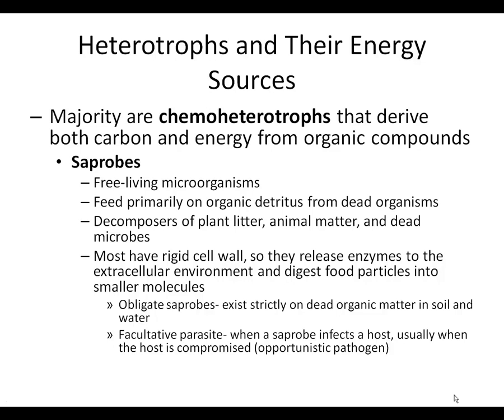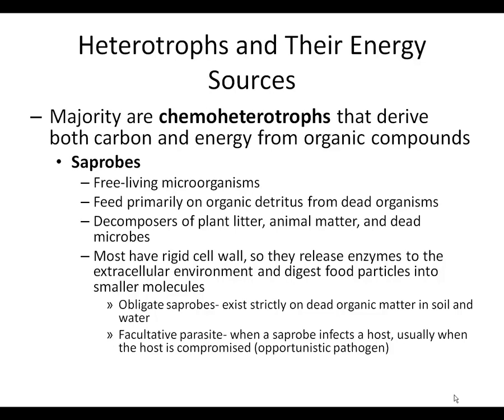The majority of our bacteria are chemoheterotrophs, and they are going to derive both their carbon and their energy from organic compounds. Now we can divide these even further, and we're going to talk about one group that are called the saprobes. These are free-living microorganisms. They do not rely on a host. They rely on nutrients from their environment. They feed primarily on dead organic material. Organic detritus or dead organisms.